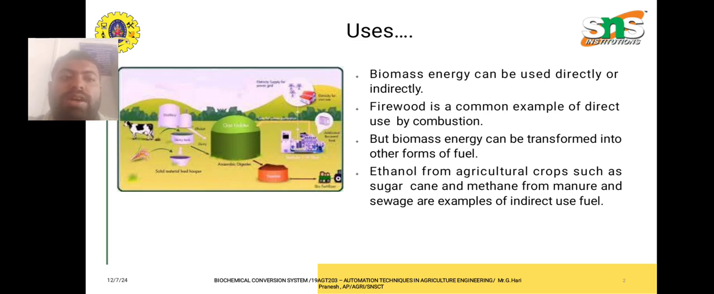What they are saying is that agricultural crops, after harvesting and going into waste, produce ethanol. For example, sugarcane. And from the manure, we can obtain methane, which is biogas. And from the sewage also we can obtain methane. These are some of the indirect examples of fuel.